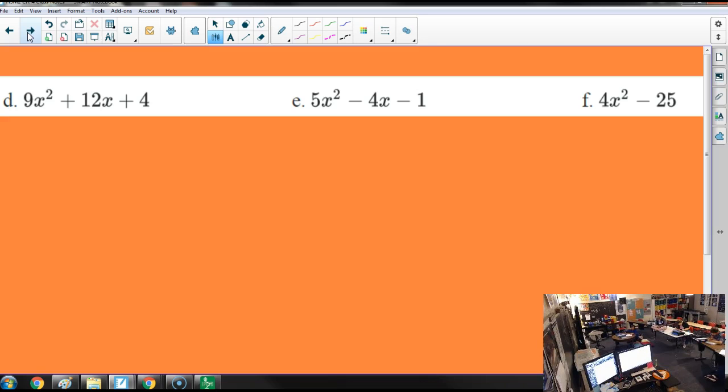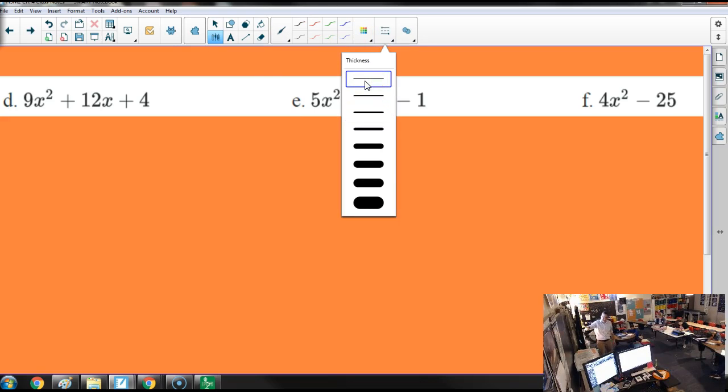In D, is there a common factor that can be pulled out? No, right? Are we done with D? Yes. I'm done with D. I'm doing F. I don't think you can do it. Who said that? I don't think you can do it, he says.